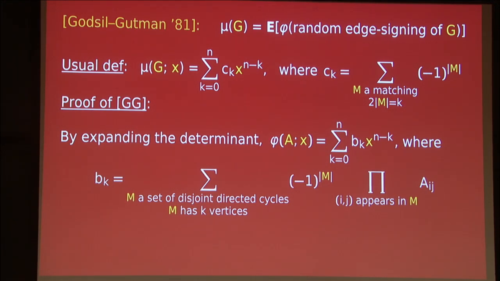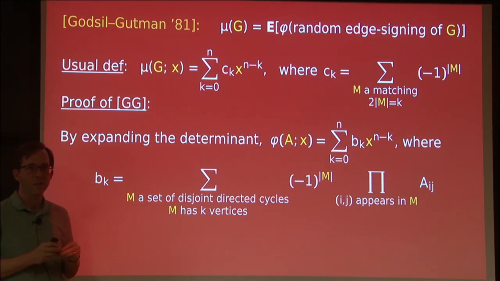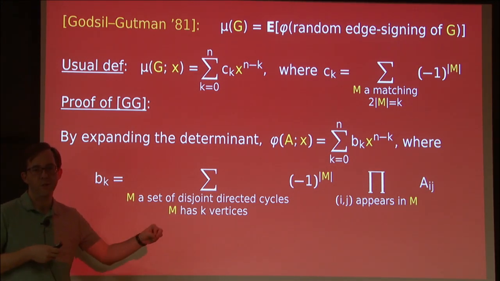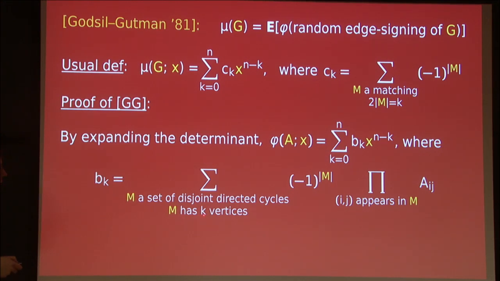Let's say you have the characteristic polynomial of any matrix A. You can ask, what are the coefficients of the characteristic polynomial? It's kind of gross, but you can write it down. You just open up the definition with determinants. The kth coefficient of the characteristic polynomial of any matrix is this: you sum over all sets of vertex disjoint directed cycles, think of it as the complete graph on n vertices, that cover k vertices, of negative 1 to the number of cycles times the product of the matrix entries around all the cycles. It's some kind of disgusting thing, but you can just write it down.